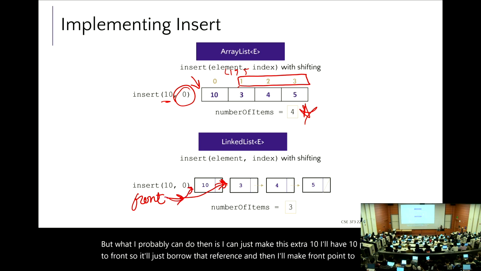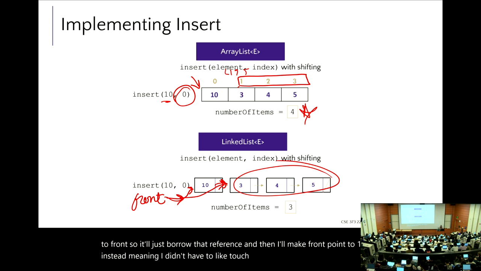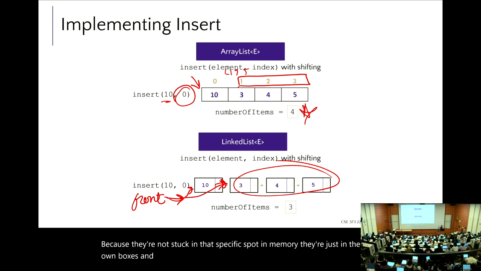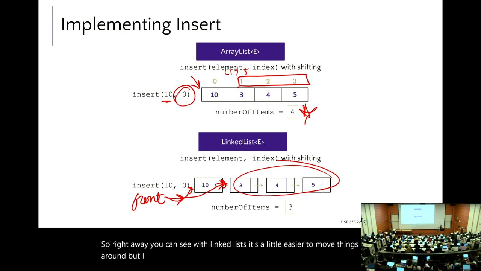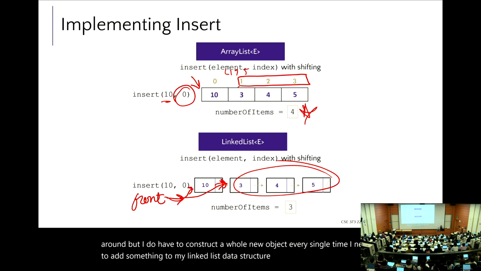instead. Meaning I didn't have to touch 3, 4, or 5 at all, because they're not stuck in that specific spot in memory. They're just in their own boxes in memory, floating about, probably in our L1 cache somewhere, who knows. And I can just change these references. So right away you can see with linked lists, it's a little easier to move things around, but I do have to construct a whole new object every single time I need to add something to my linked list data structure implementation of the list ADT.